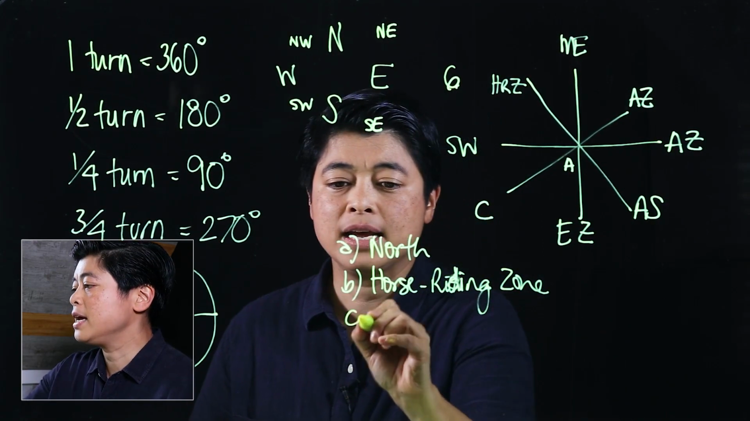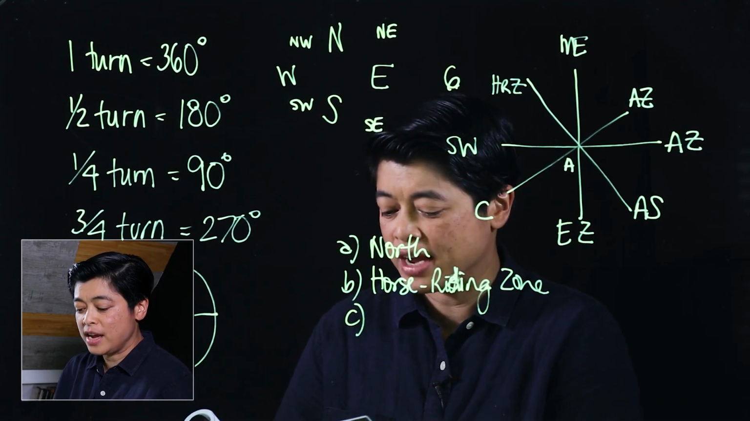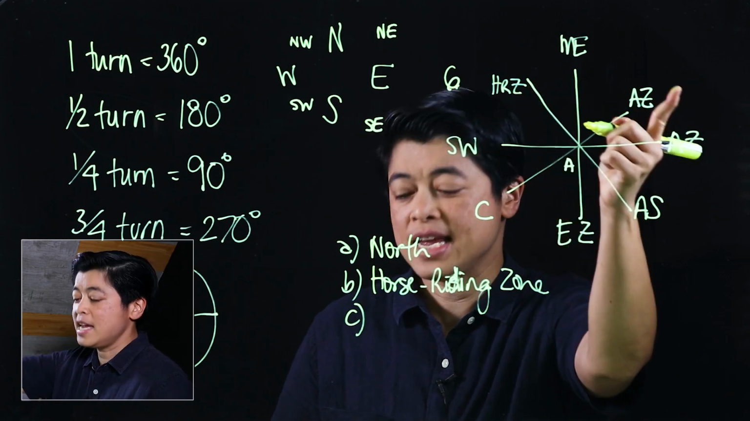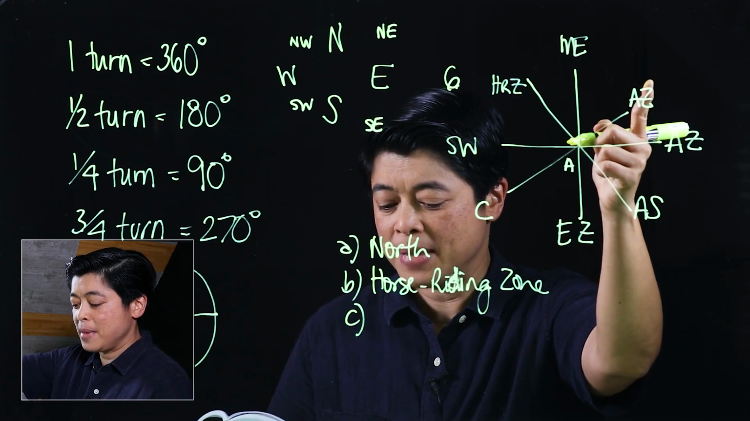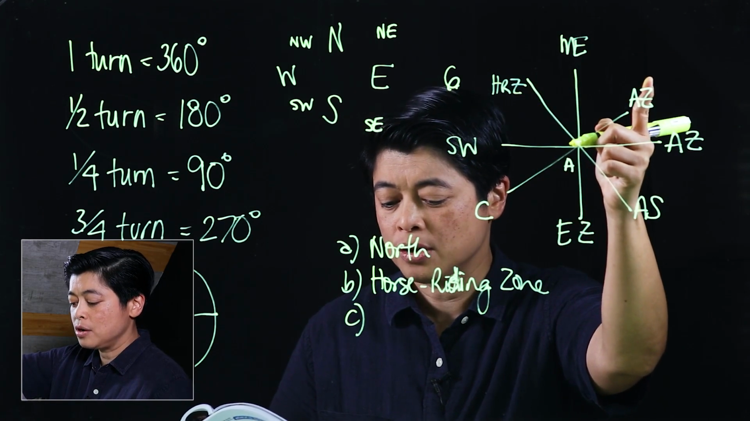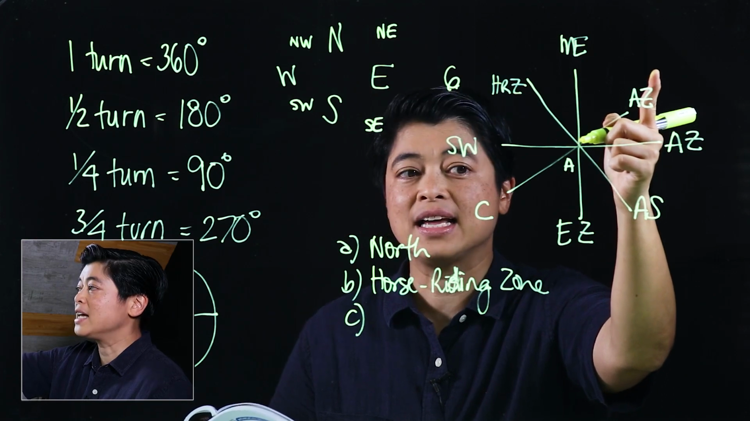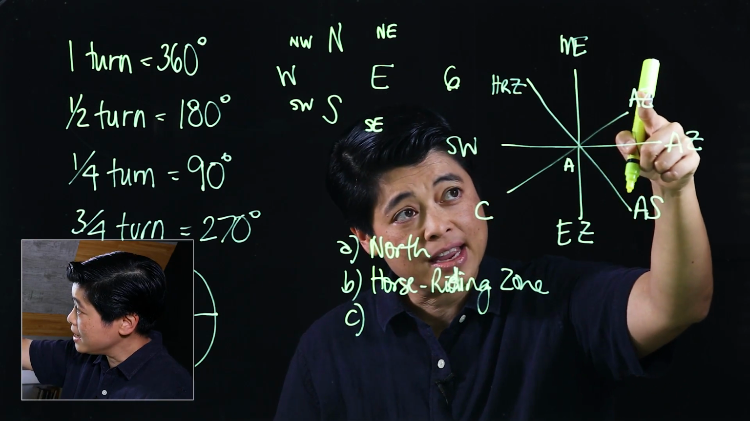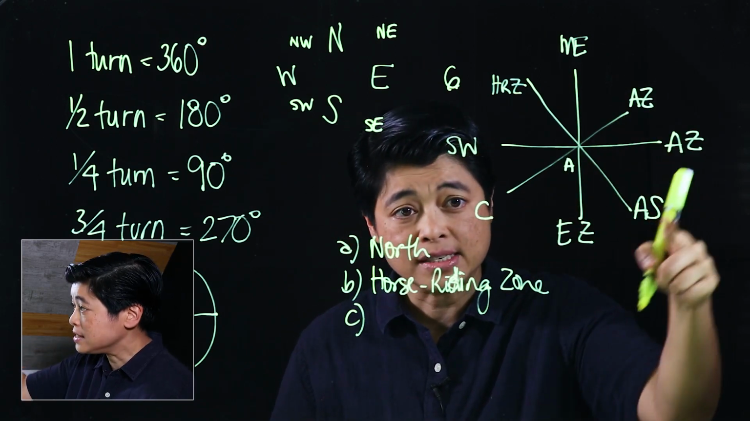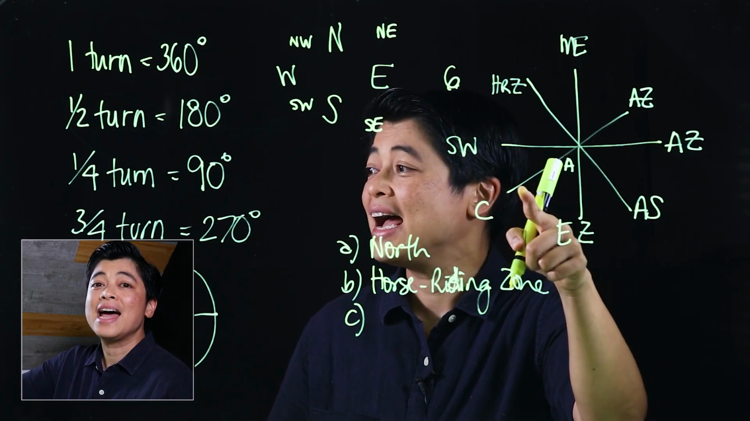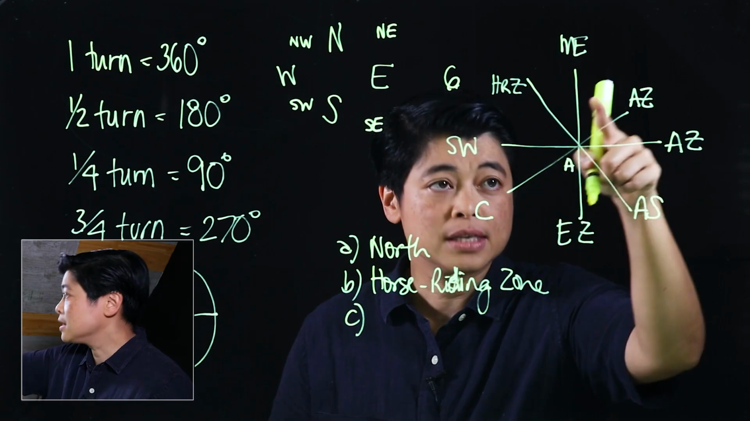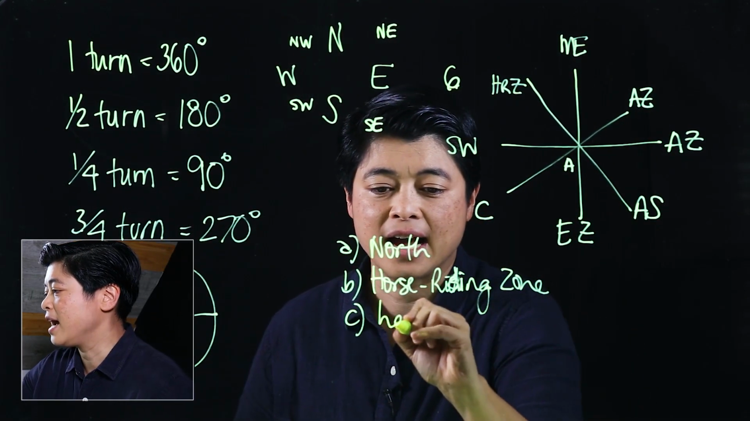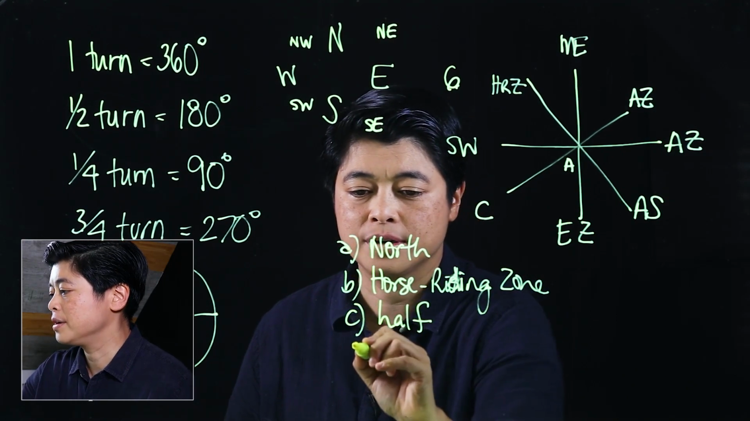In letter C, it says Jane faces northeast. Then it says she makes a blank turn clockwise to face the cafe. To face the cafe she needs to go this way, clockwise. That's a half turn, because that's 180 degrees here. So that's a half turn.